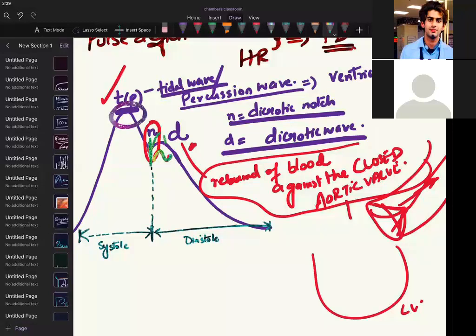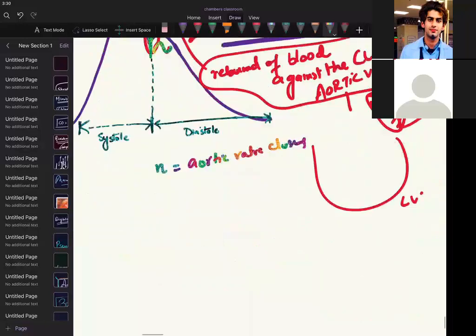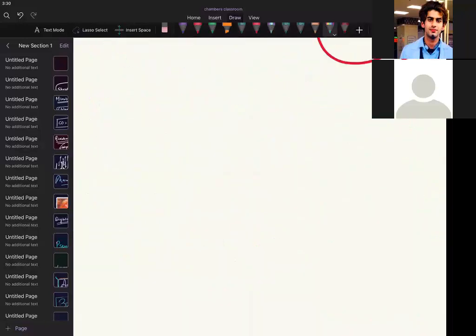I think people are sleeping. So can I say the dicrotic notch is the point where the aortic valve is closing? Once the aortic valve closes, you will have a sudden rebound of blood. So this is the aortic valve. Look at me, because we are more concerned about learning.